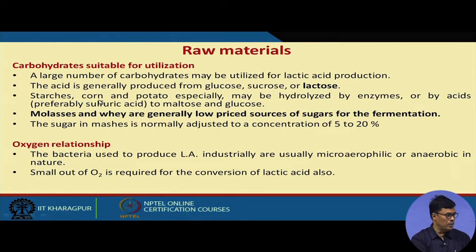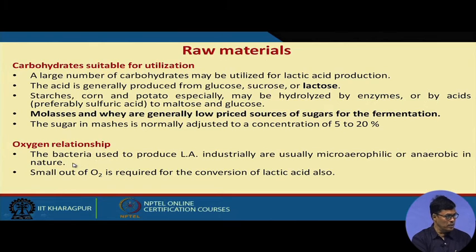Starch, especially from corn and potato, may be hydrolyzed by enzyme or by acid prepared with sulfuric acid to maltose and glucose. Molasses and whey are generally low price sources of sugar for the fermentation, because we have already seen that cane molasses is used as a raw material for the citric acid industry. Then the sugar in the mash is normally adjusted to a concentration of 5 to 20%.